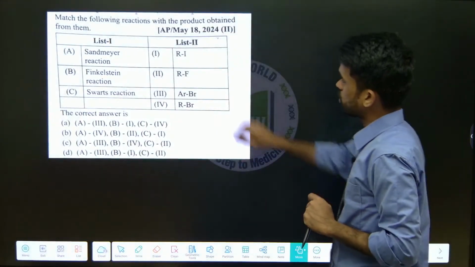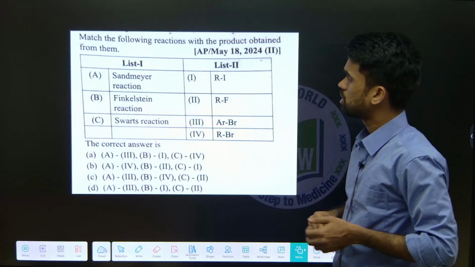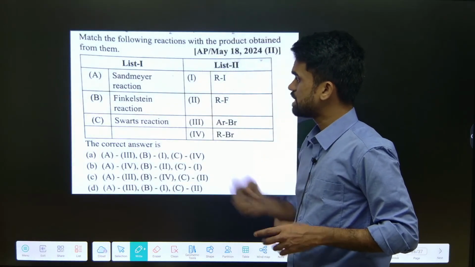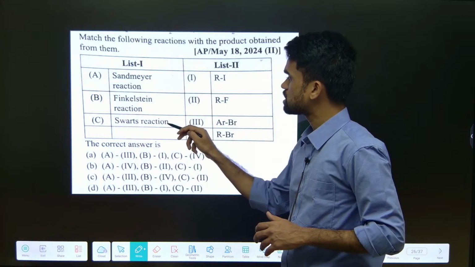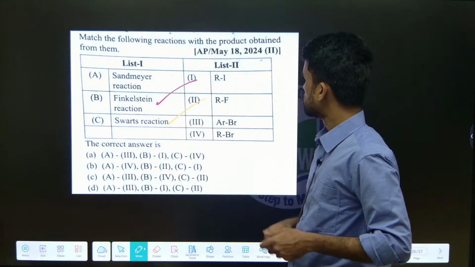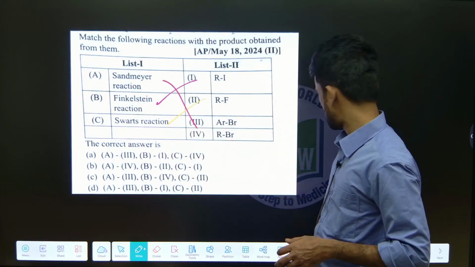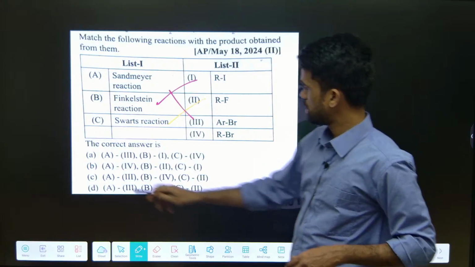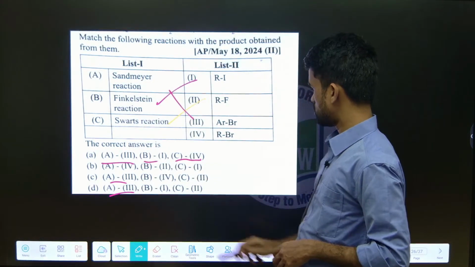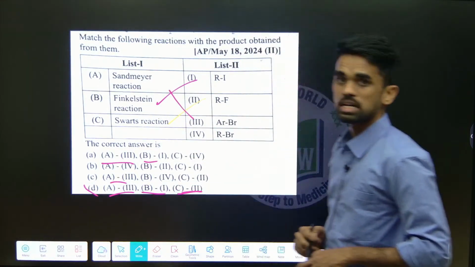Yeah, so again from the discussion only, which are the following reactions with the product obtained from them? Match the following reaction with the product obtained. So tell me, Sandmeyer reaction, Finkelstein reaction, Swarts reaction. Swarts reaction is for preparation of alkyl fluorides, and Finkelstein is for alkyl iodides, and Sandmeyer reaction is for aryl bromides. So A3, B1, C2. So option D is your answer for the question.